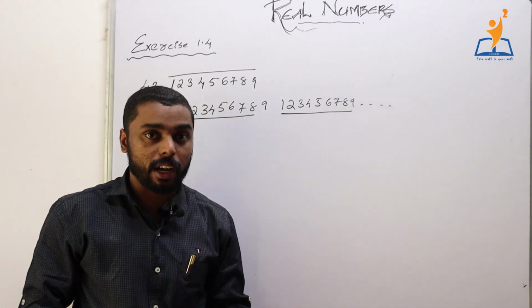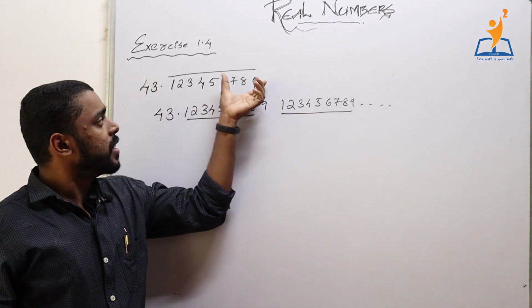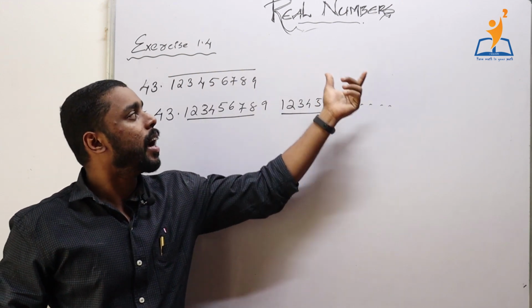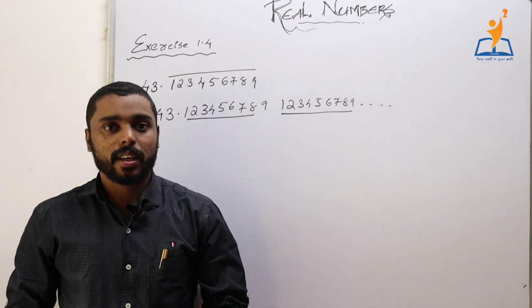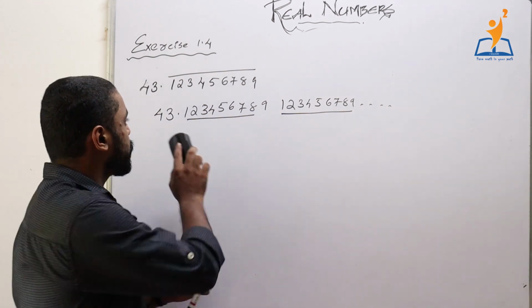After this it will repeat. Okay, so the bar means a repeating digit number. After this section the same set will repeat and so on like that. Is it clear? So we shall look at how we can prove that.